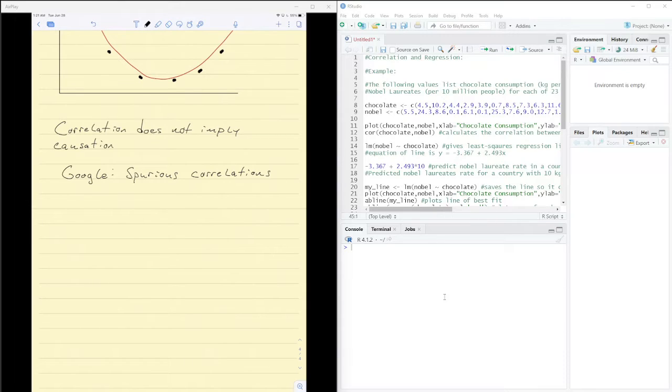And hand in hand with correlation is this concept of linear regression. You may see it called the linear regression line, least squares regression line, things like that. So essentially this is your line of best fit.